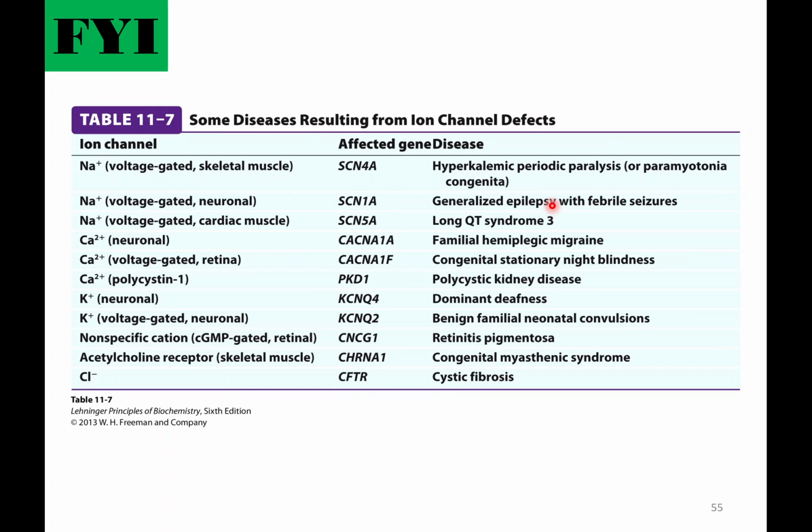And this table is showing you the certain channels there are. There are many of these channels, and when you have one of these genes that are affected by a mutation, there are certain diseases that are involved. And probably the most famous ion channel defect would be the chloride ion channel, which results in cystic fibrosis.